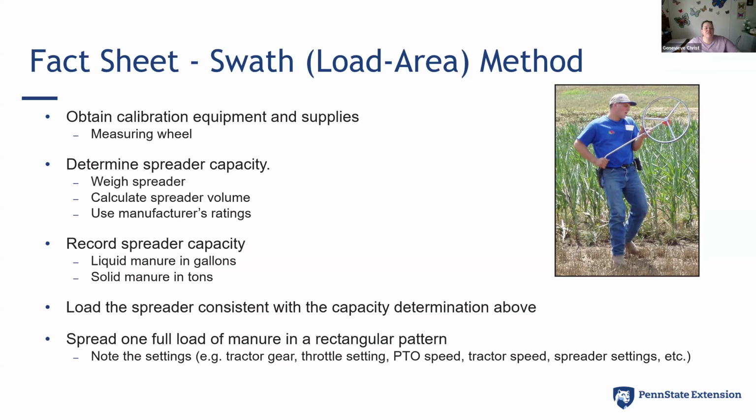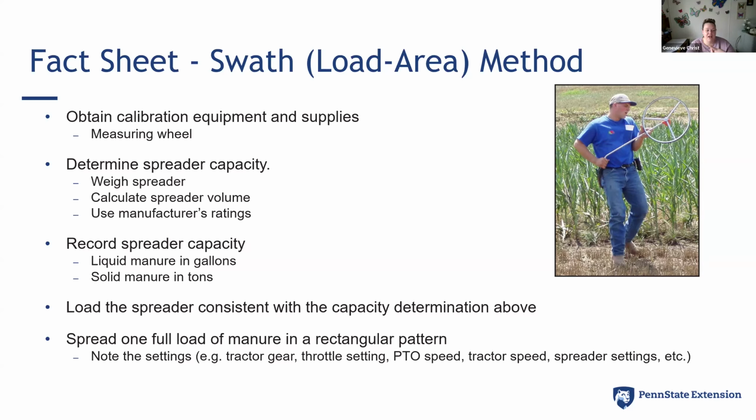But once you've figured out approximately what that spreader capacity is, you want to record that, whether that's manure in gallons or manure in tons. Then you want to load the spreader consistent with how they would normally load it, and to its capacity. If we're using a liquid spreader, we want to make sure that we're filling it to capacity when we're going out to do this type of calibration.